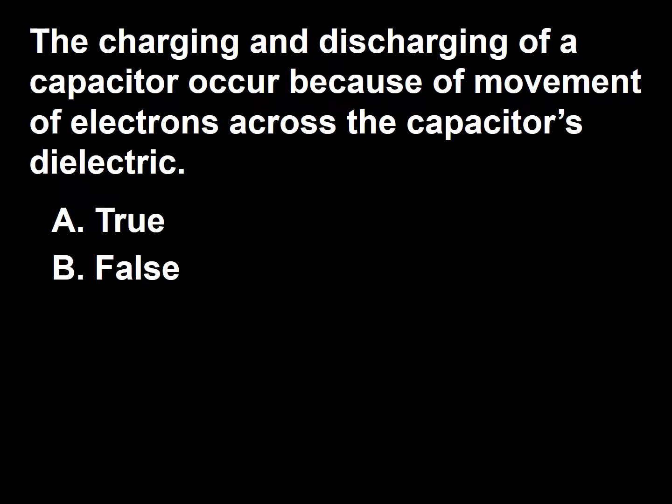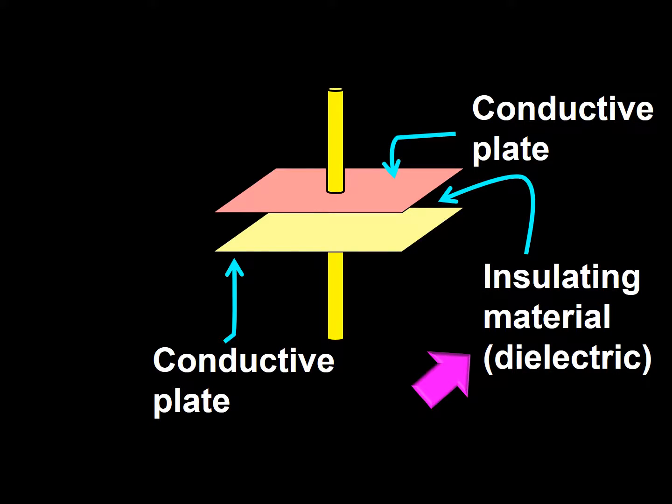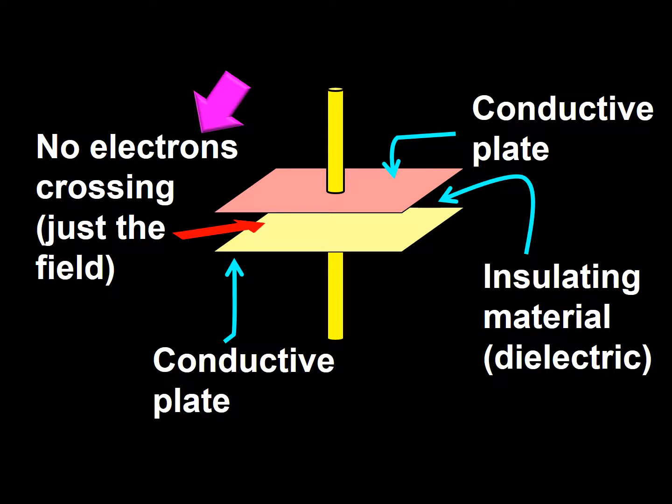Next question. The charging and discharging of a capacitor occurs because of movement of electrons across the capacitor's dielectric. A. True, B. False. Capacitors have an insulating material. Electrons do not cross the insulating material. They excite the opposite plate by their negative electrical field.